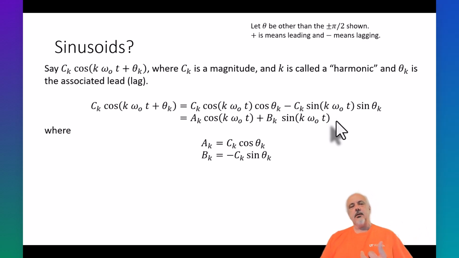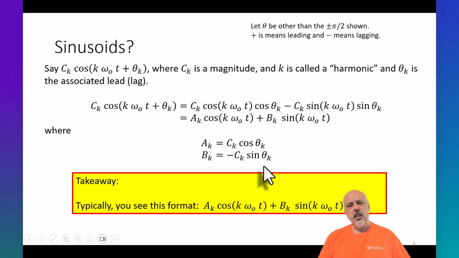The way you see these Fourier representations is they take the c sub k times the cosine of theta k, and they call that a sub k. So they call that a real part. And then they take the minus c sub k times the sine of theta k, and they call that b sub k. We end up calling that the imaginary part. So typically, you'll see the format: a sub k times cosine of k omega naught t plus b sub k times sine of k omega naught t.